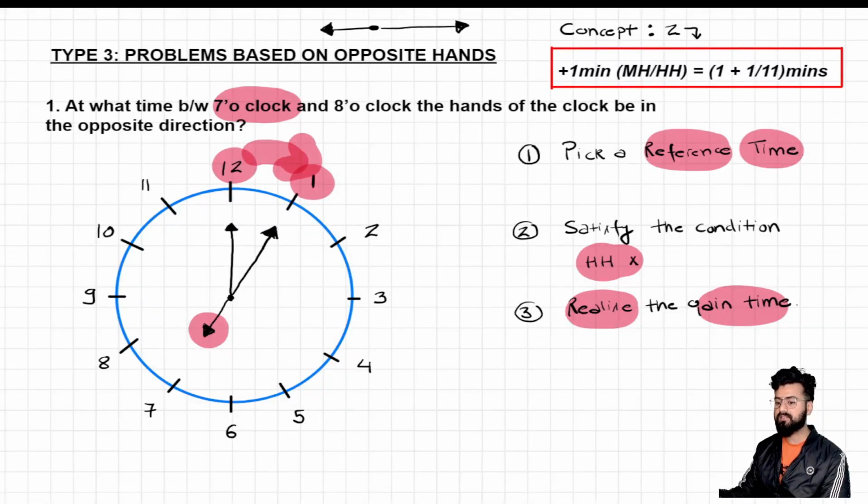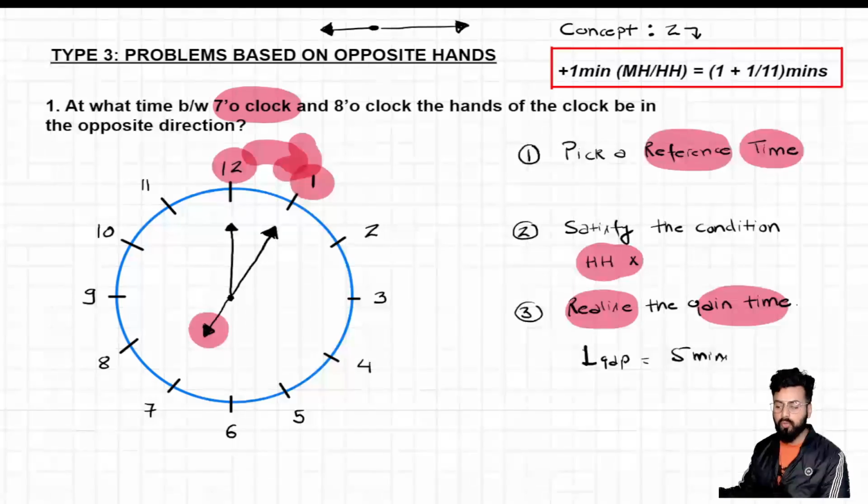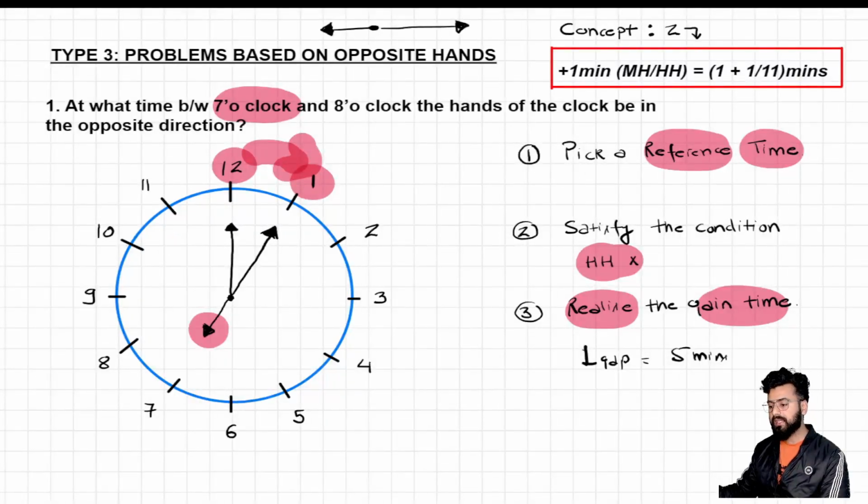Please find out the distance. The distance is 1 gap. What is the value of 1 gap in terms of minutes? You would say, sir, 5 minutes. So someone asks you, what is the total gain which minute hand has to take over hour hand? You would say, sir, a gain of 5 minutes. So to show gain, I'm going to use a positive sign.